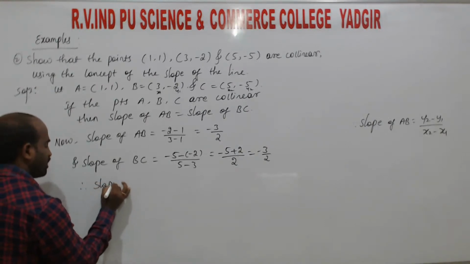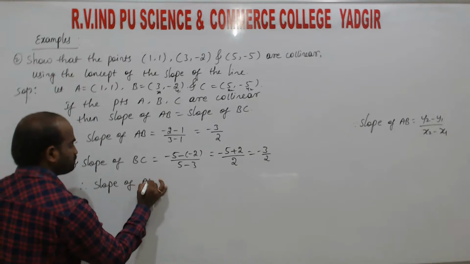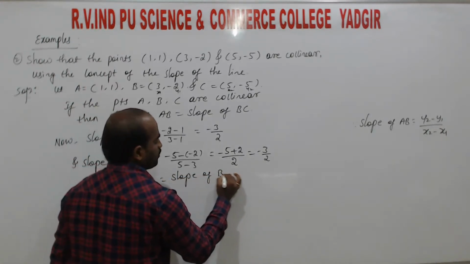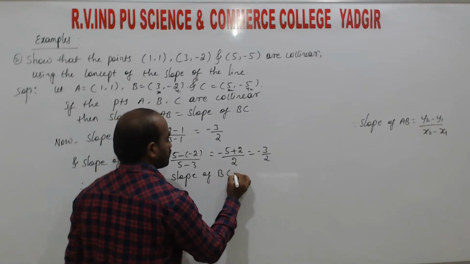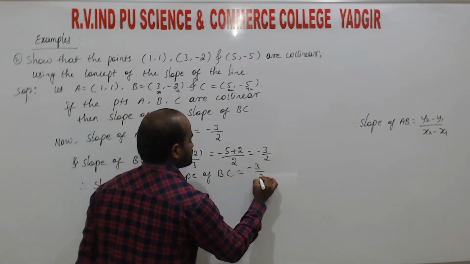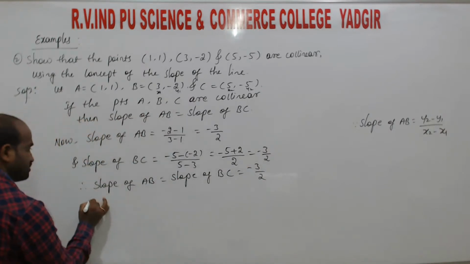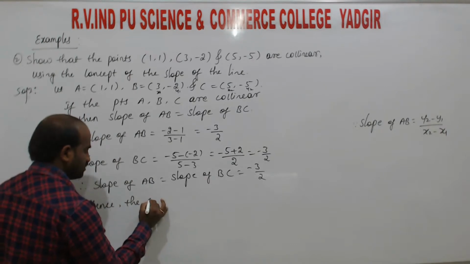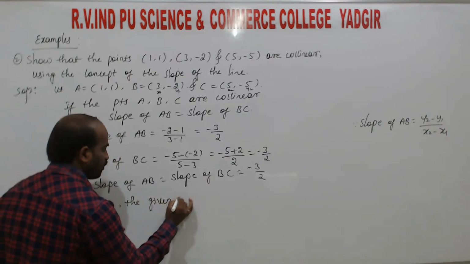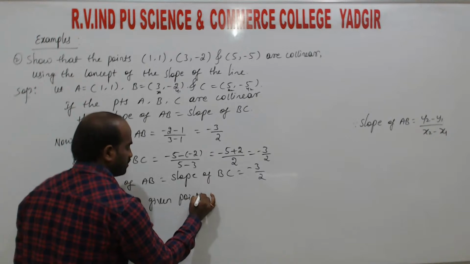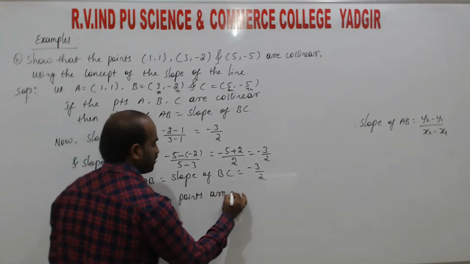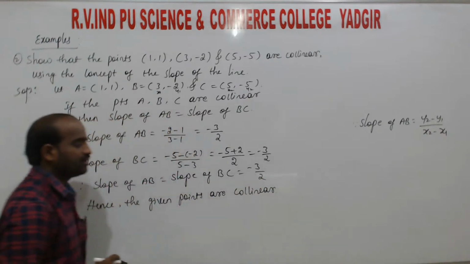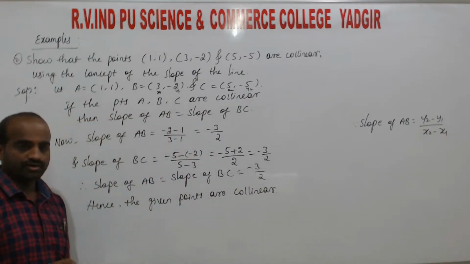Therefore, slope of AB equal to slope of BC. Both answers are the same, equal to minus 3 by 2. Hence, the given points are collinear. Okay.